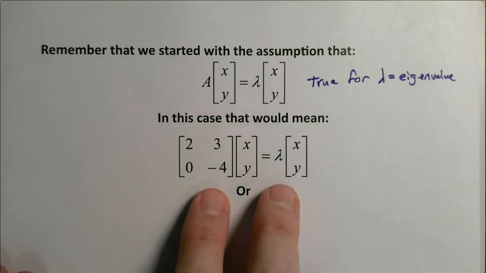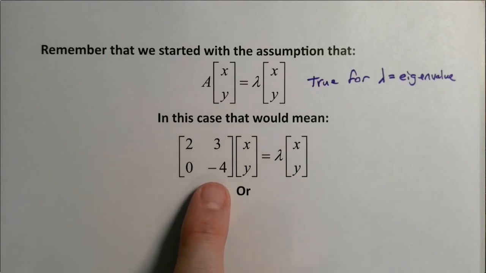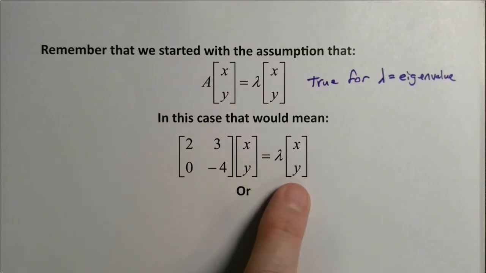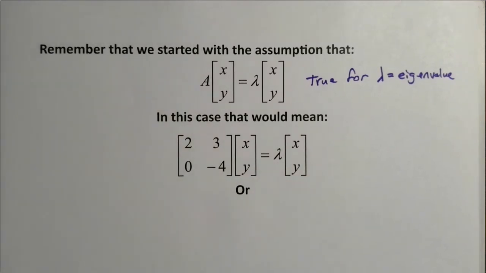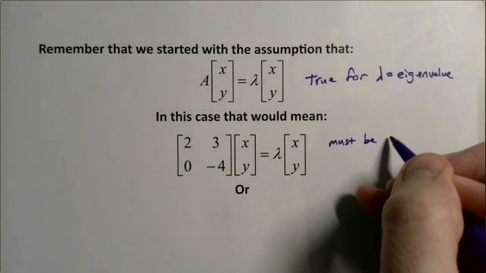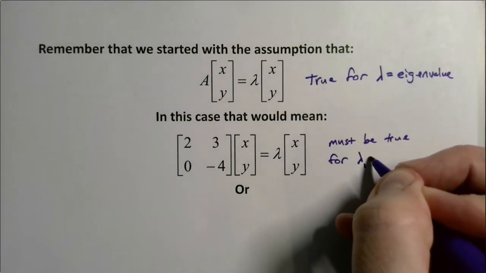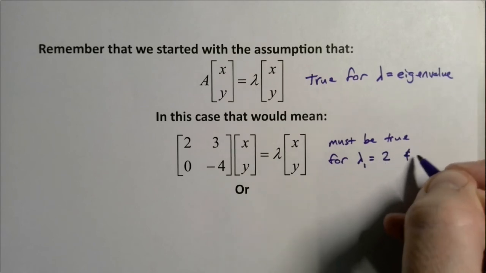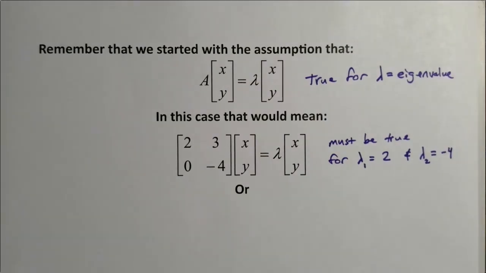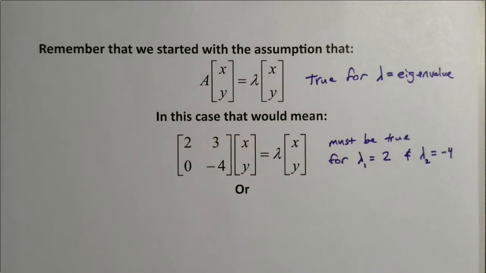So in this case, we can say our coefficient matrix for our particular situation looks like this times xy must be equal to lambda times xy. And that means we really have two situations to keep in mind. That must be true for two values of lambda. Lambda number 1, which we'll call 2, and lambda number 2, which we'll call negative 4. So it's got to be true for those particular values of lambda. So let's tease this out and see what happens.